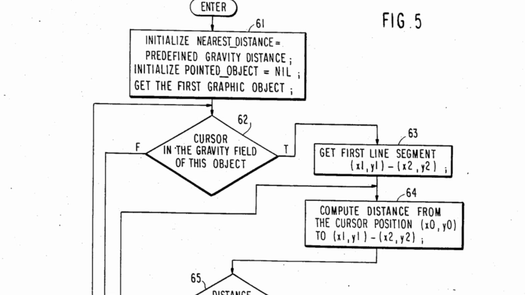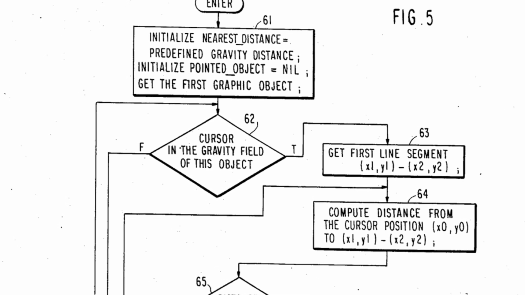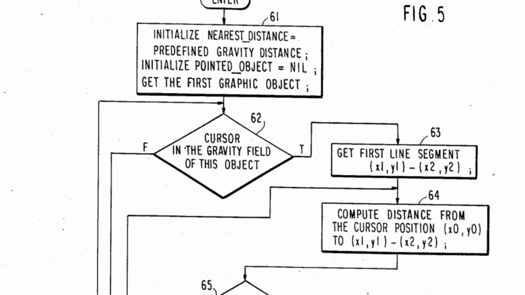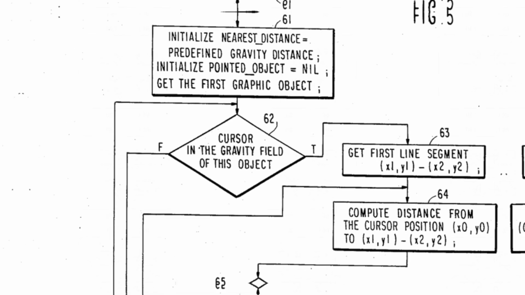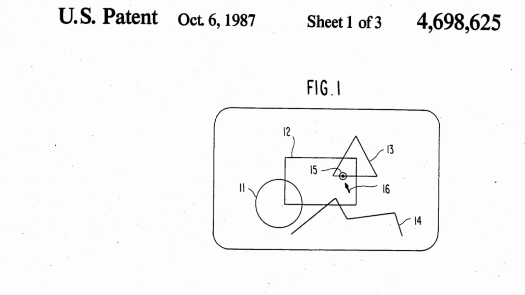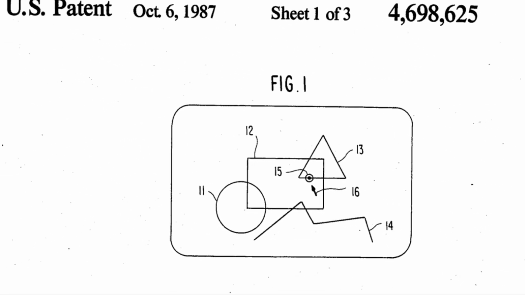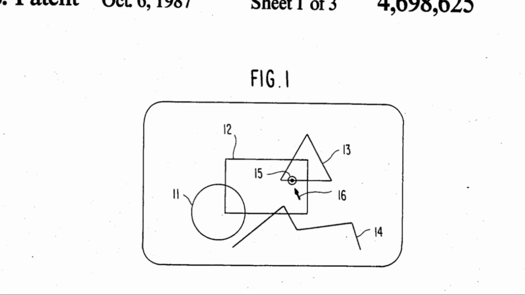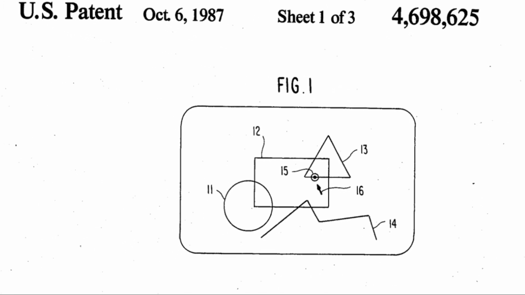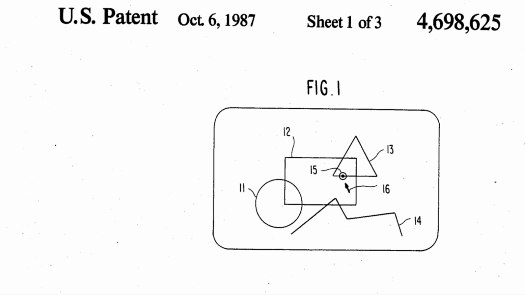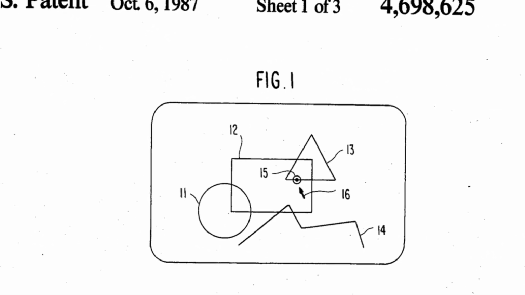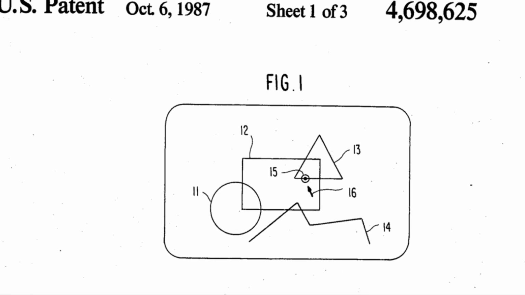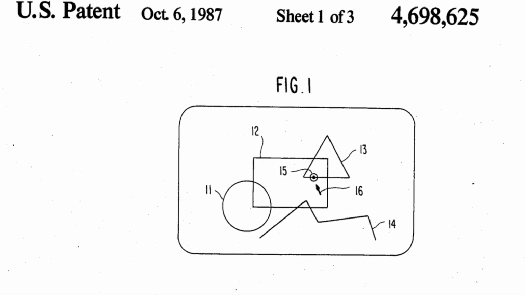The following is a PDL listing for the nearest point procedure. Again, a skilled programmer can derive source and object code from this PDL listing. Procedure nearest point. Purpose: find the pointed object by using the DAL input XY, the current pointing cursor. Output: return the pointed graphic object. Initialize the nearest distance to the predefined gravity distance. Initialize the pointed object to nil.